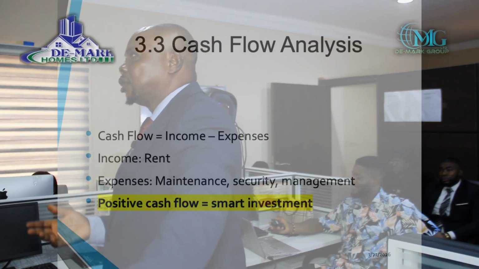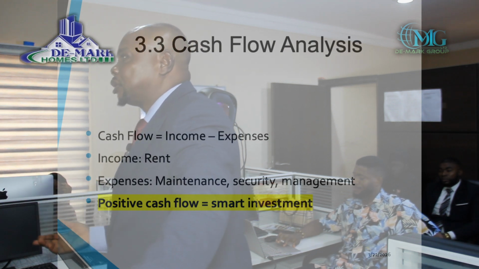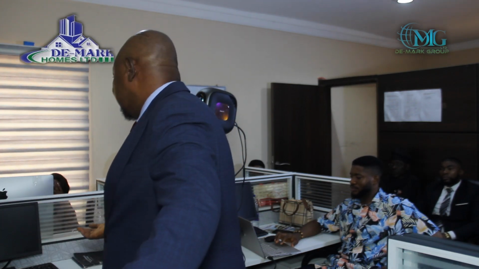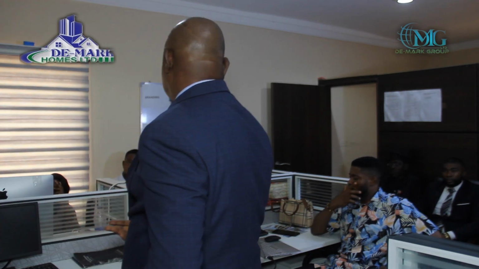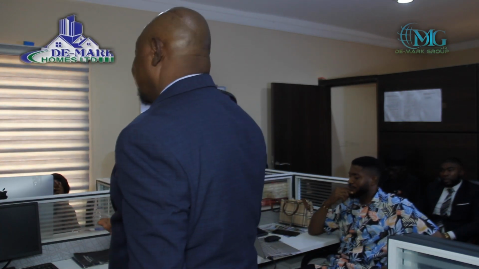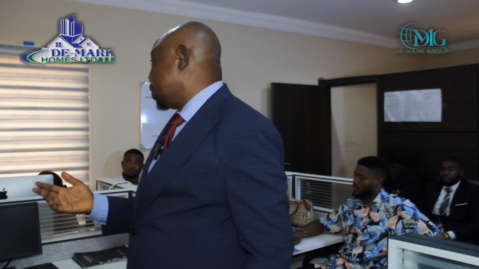What is cash flow? Income minus expenses. So where does income come from? Rent. Expenses: maintenance, security, management. Many people, when they want to invest, they forget this. They will just say, I will buy this and I will rent out for this. Please advise them. Tell them that they have a management fee.